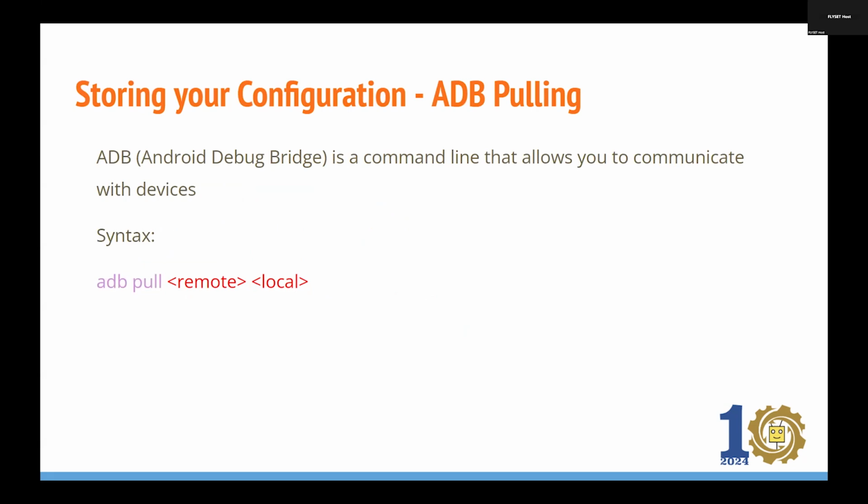To start, we're going to be using something called ADB, or ADB pull to be more specific. ADB stands for Android Debug Bridge, and it's a command line tool that allows you to communicate with devices. I'll be talking about ADB pull, which is a way you can copy files from a remote location to a local one. Here's the syntax, which you can type in your terminal once you connect it to your driver station.